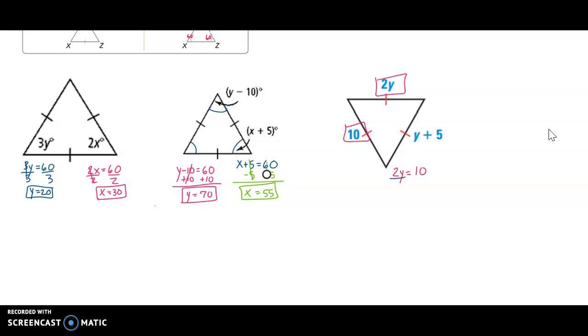And then we just have to solve. So in this case, I'm dividing both sides by 2, and I can see that y is 5. And of course, I can plug 5 back in to verify that all three sides are equal.